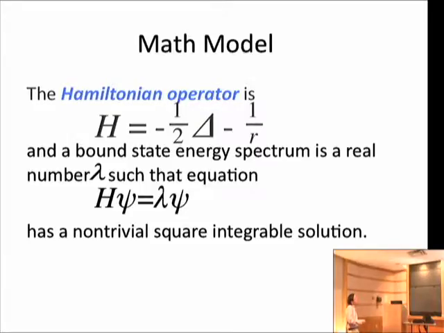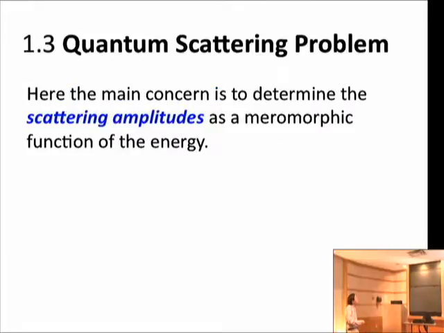And what do we mean by bound state energy spectrum? Well, first of all, it's a real number lambda such that this equation has a non-trivial square integrable solution. Non-trivial means not identically zero. Square integrable means that if you take the absolute value squared and integrate against the Lebesgue measure over the whole R^3, it should be finite. If you pick a random lambda, the only square integrable solution you have is the trivial one, zero. So this lambda has to be a special one.